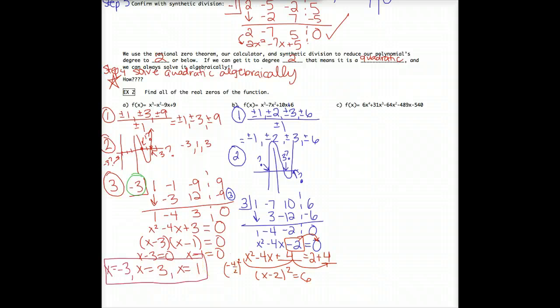So now I can solve by taking square roots. So square root both sides, x minus 2 equals plus and minus radical 6, and then just add the 2. So x equals 2 plus or minus radical 6. These are the other two zeros that we didn't know where they were.